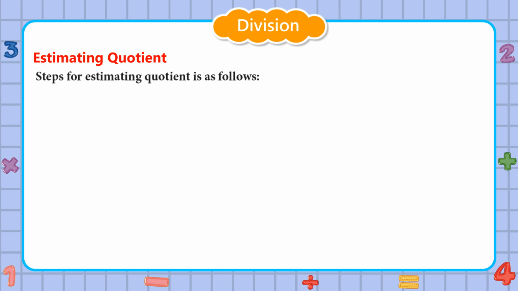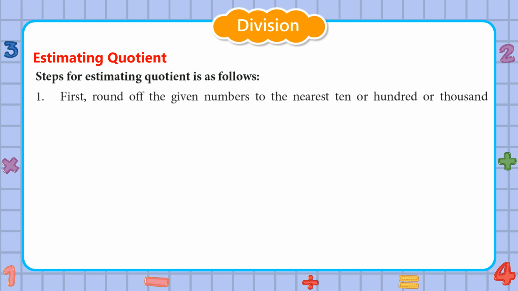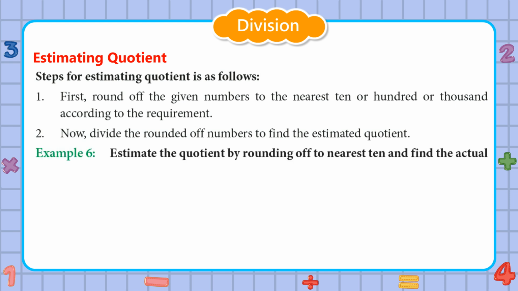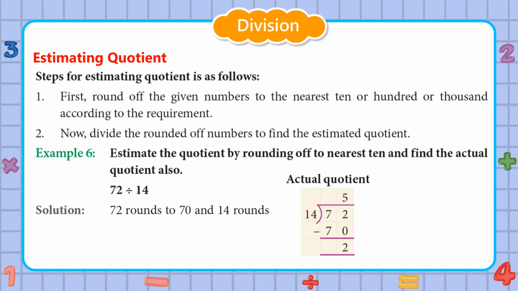Estimating quotient. Steps for estimating quotient is as follows. Number 1. First, round off the given numbers to the nearest 10 or 100 or 1000 according to the requirement. Number 2. Now, divide the rounded off numbers to find the estimated quotient. Example 6. Estimate the quotient by rounding off to nearest 10 and find the actual quotient also. 72 divided by 14.